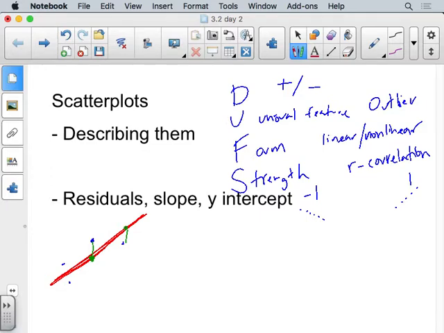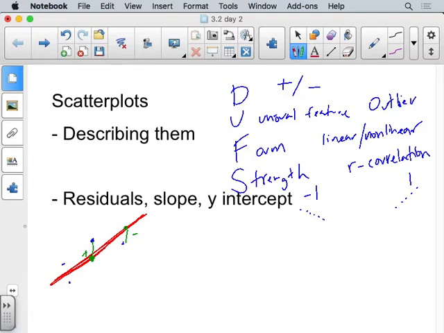And so the main screw up with residuals is not getting it positive or negative right. So if you draw yourself a picture, and here's my actual, and there's my predicted, I can see that that is a positive residual, and this one would be a negative residual. So that's kind of a spot where people get messed up.